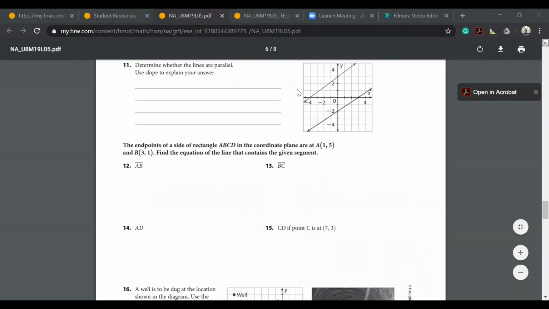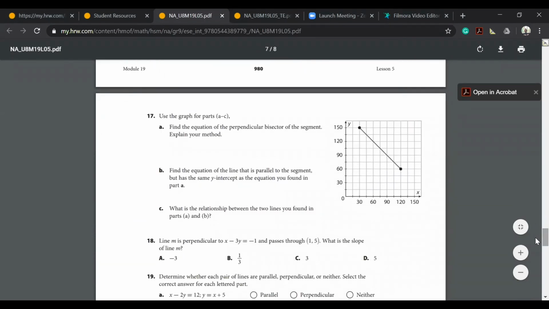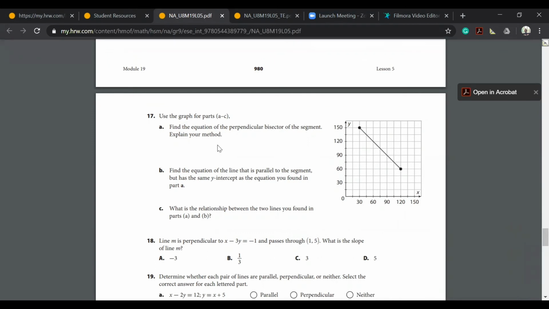Let's go to our last question, which is question 17. Question 17. Use the graph for parts A till C. Find the equation of the perpendicular bisector of the segment and explain your method. Explain your method means solve. I don't want the answer to be only the equation. You have to tell me how you found the equation. What were your steps?